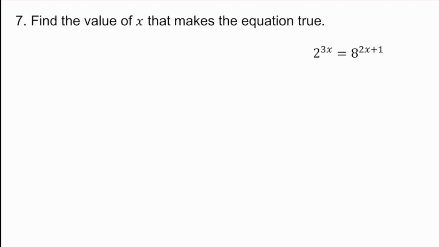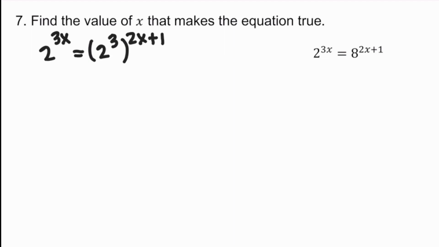Alright, this next one asks us to find the value of x that makes the equation true. And we've got 2 to the 3x equals 8 to the 2x plus 1. And we could maybe try to solve this by taking a log of both sides. But if you recognize that 8 is a power of 2, then we can solve this a little bit more directly. We can say to ourselves, alright, 2 to the 3x is equal to 8, which I know is 2 to the 3rd power, to the 2x plus 1.